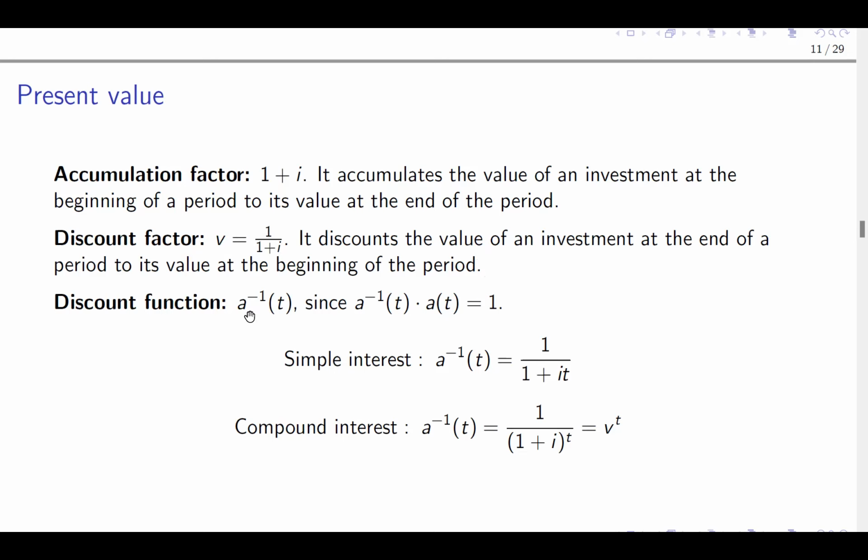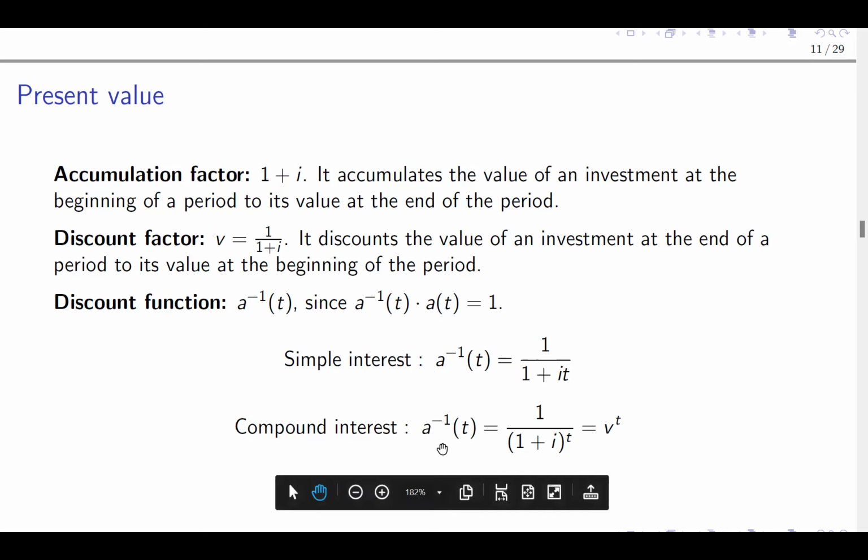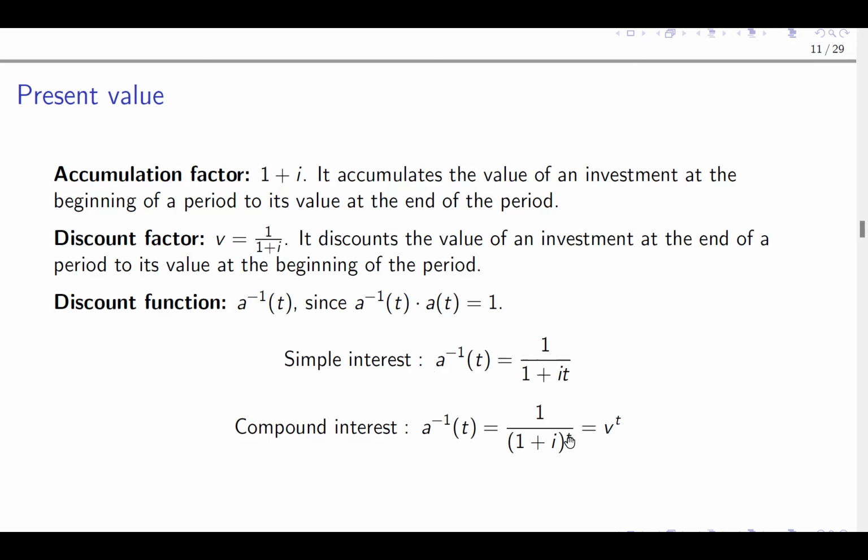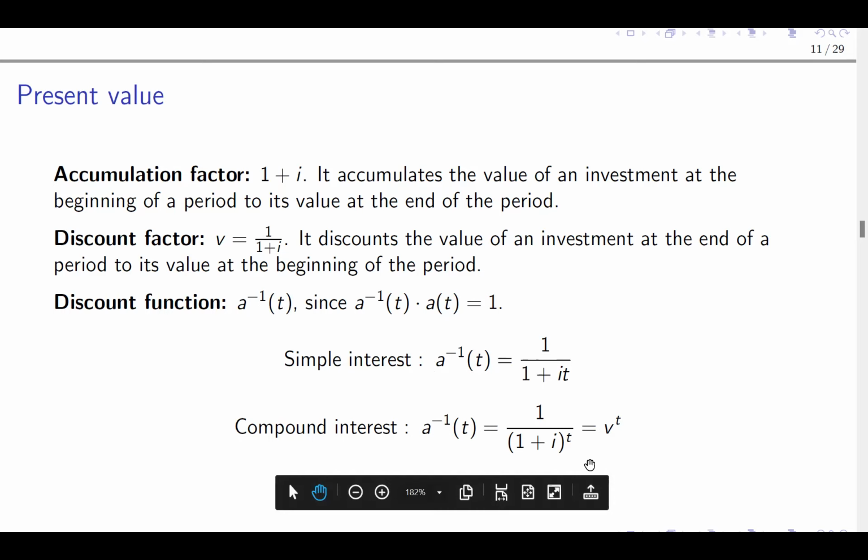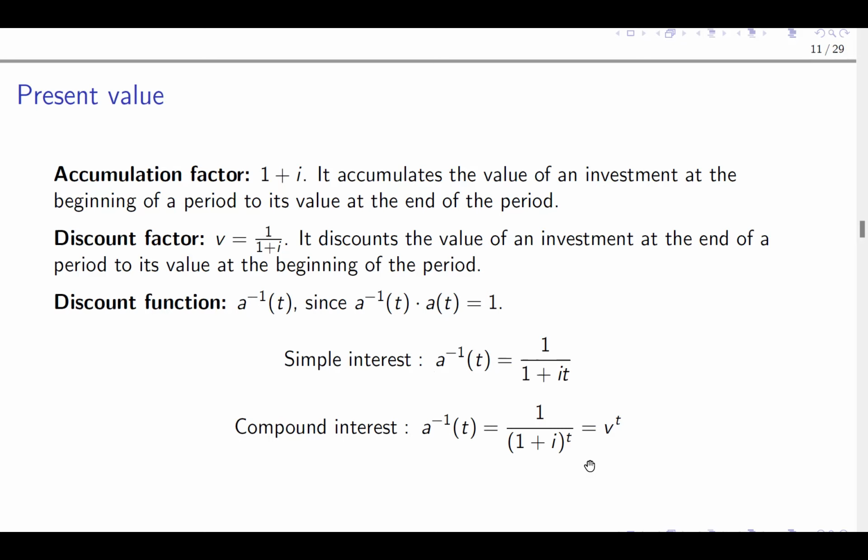All right. So we have a discount function. The accumulation function was a(t), but the discount function is a inverse of t. It's simply 1 over a(t). So on simple interest, the discount function is 1 over 1 plus it, but on compound interest, the discount function is 1 over 1 plus i all raised to the power t, which is equal to v to the power t, because 1 over 1 plus i is equal to v.